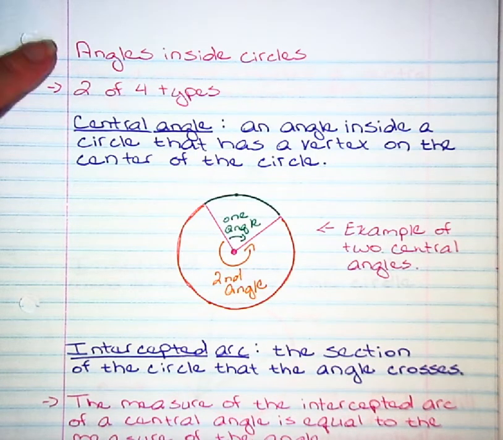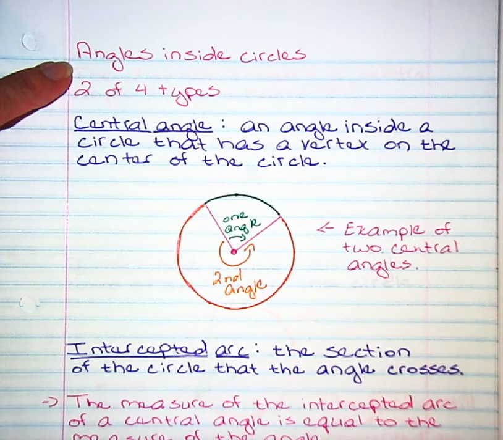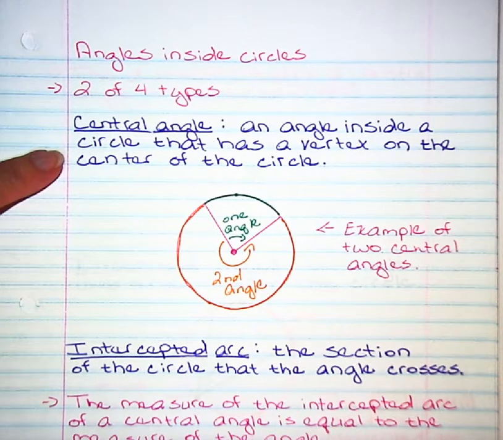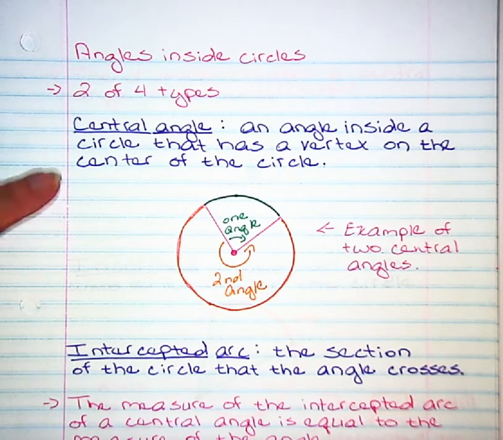Okay, so we're going to talk about angles inside of a circle. This is two of the four types that we're going to learn. Central angles we've already talked about. We've been taking notes on it, and we've worked some problems over the last few days about central angles.